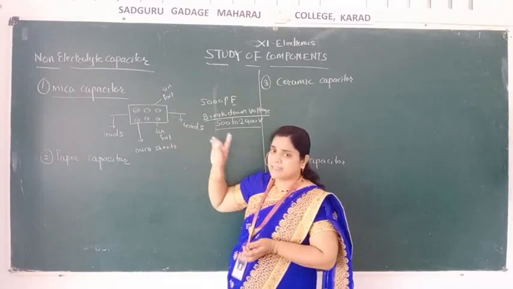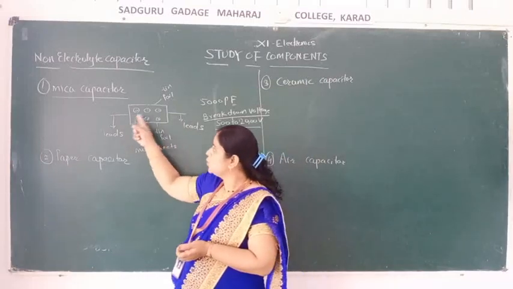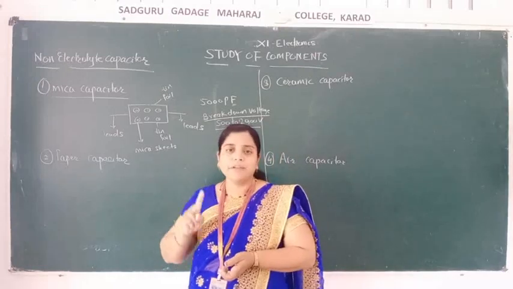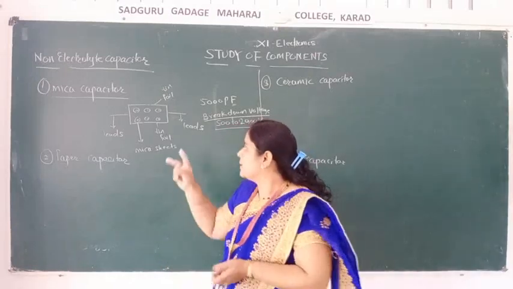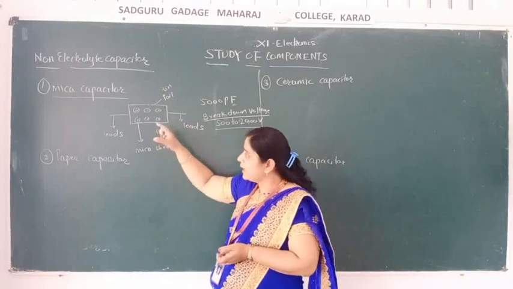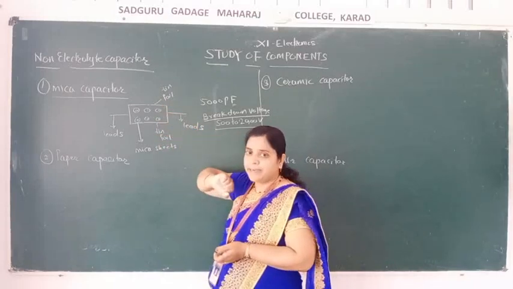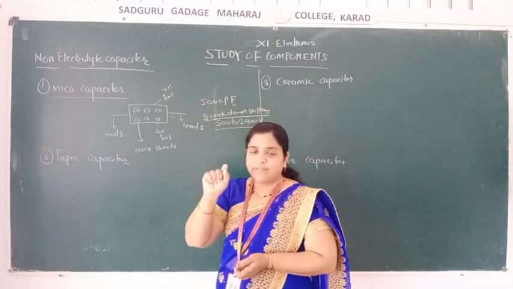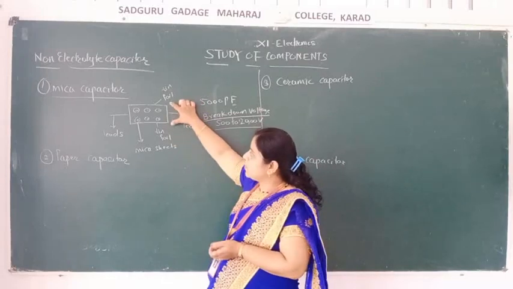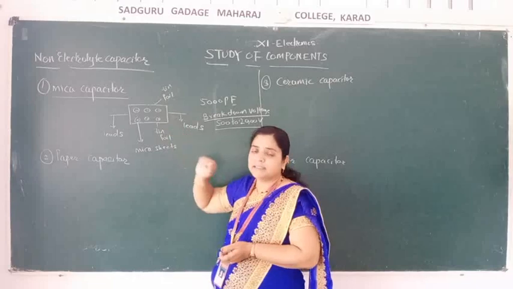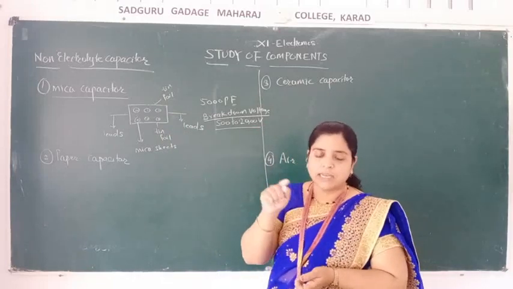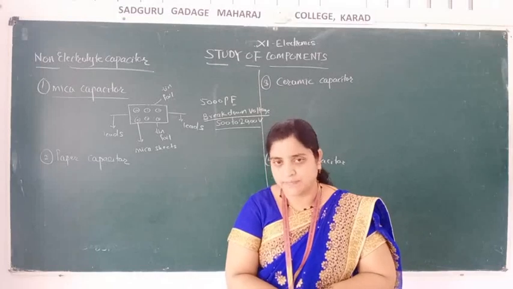The mica capacitor has two leads or two terminals. Every capacitor has two terminals, every resistor has two terminals. But this capacitor has two conducting plates made up of tin foil, and inside those plates are mica sheets. Those mica sheets are the dielectric.